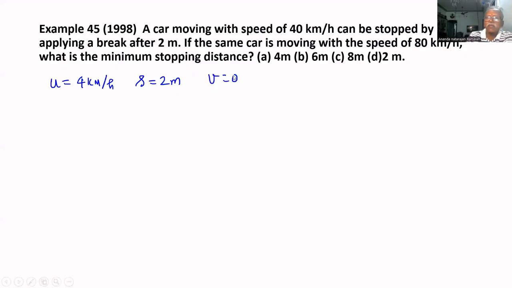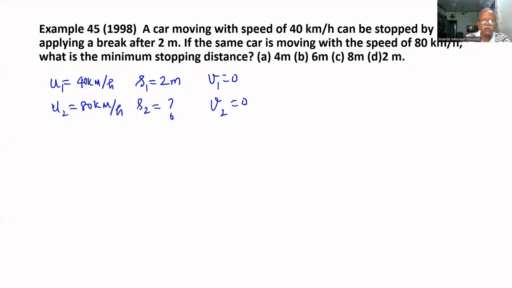If the same car is moving with the speed of, let it be U1, S1, V1. U2, same car, 80 km per hour. What is the minimum stopping distance? S2 equal to what? Again, going to stop, that's why this is equal to 0. So we have to find the S2. At what distance it will stop?